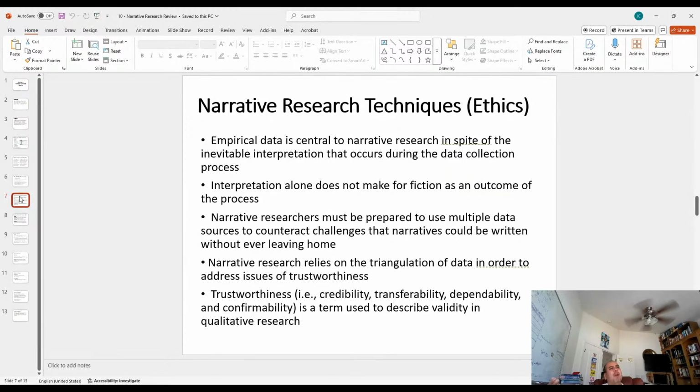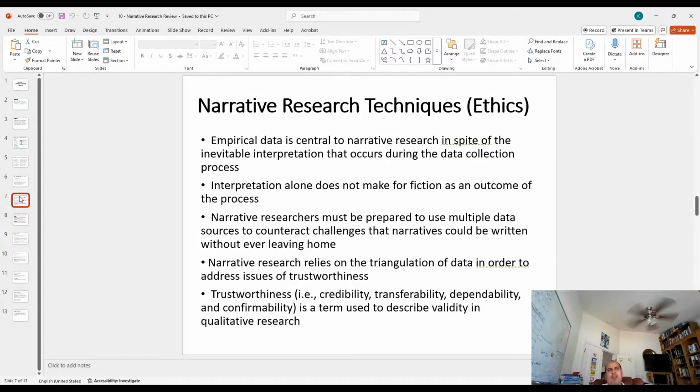Narrative researchers must be prepared to use multiple data sources to counter challenges that narratives could only be written without ever leaving home, right? What does multiple sources of data mean? It may mean that you don't only do an autoethnography, but you also maybe do a survey, or you may do an interview, or you may talk to different people, right? And so that's what that means, really. Narrative research relies on triangulation of data to address issues of trustworthiness. You want to make sure that it's trusted.